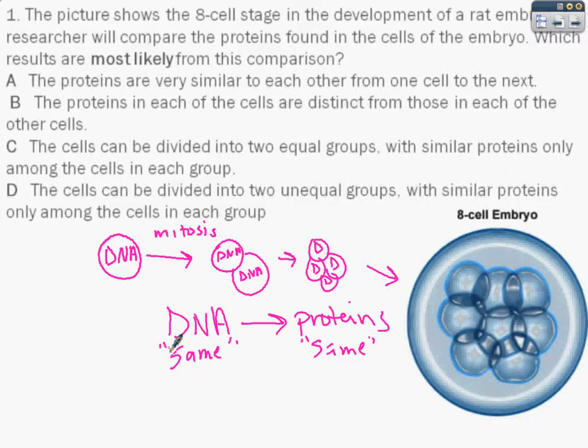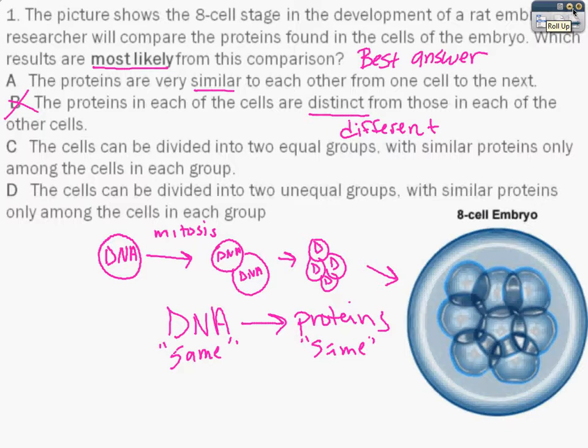Now, we're looking for most likely, so it's also going to be best answer, which may not be a perfect answer, or it may be that you have 2 answers that are both pretty good answers. You got to choose the best one. A is a pretty good answer because they're similar, they're the same. Let's see if there's a better answer. The proteins in each of the cells are distinct from those in each of the other cells. What is distinct? What does distinct mean? Distinct means different. And so, being that they're different, B is going to be incorrect.